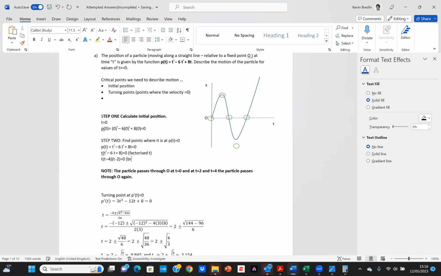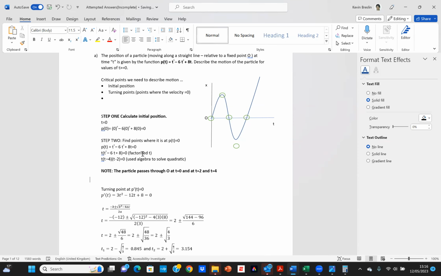And I've used algebra to solve the quadratic side. So I've managed to factorize a quadratic. So the particle passes through O at 3 points: t equals 0, t equals 2, and t equals 4. Okay, just going to give that a bit of formatting so it looks better.